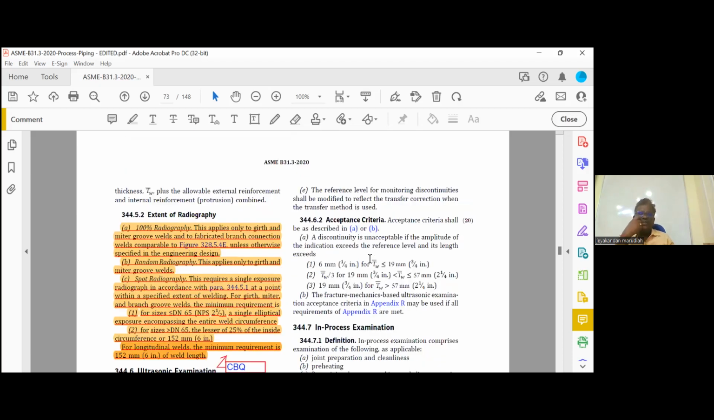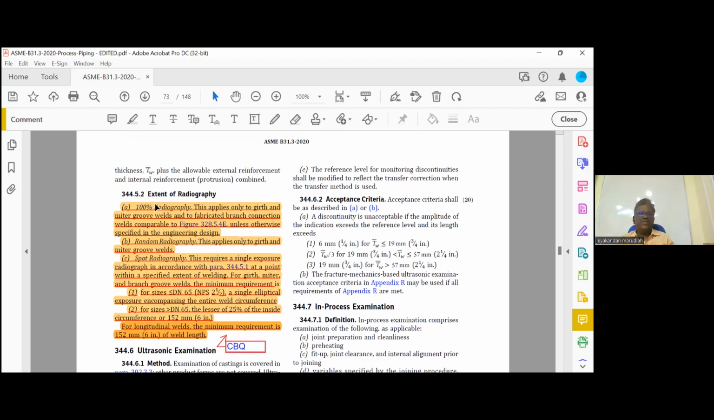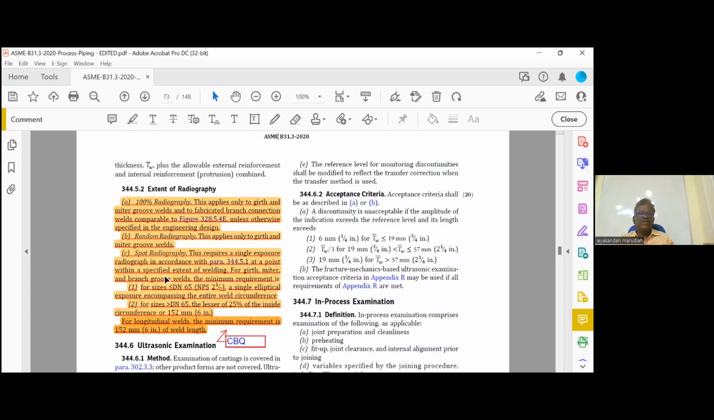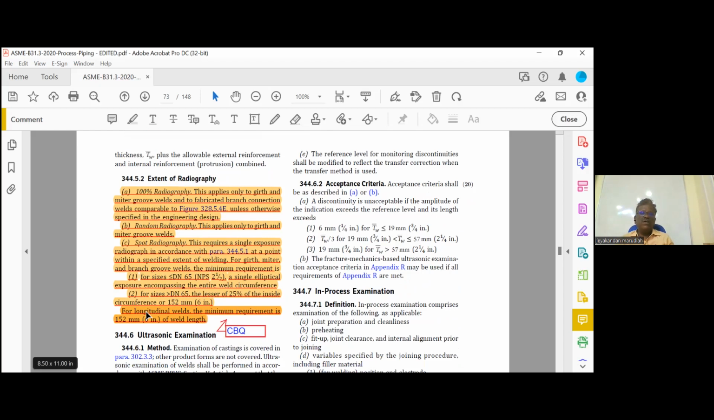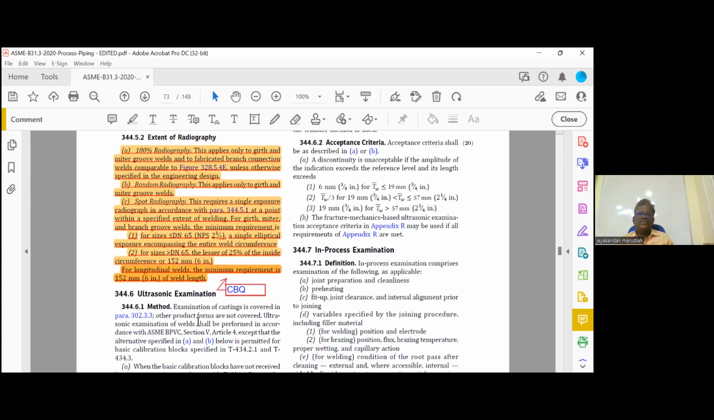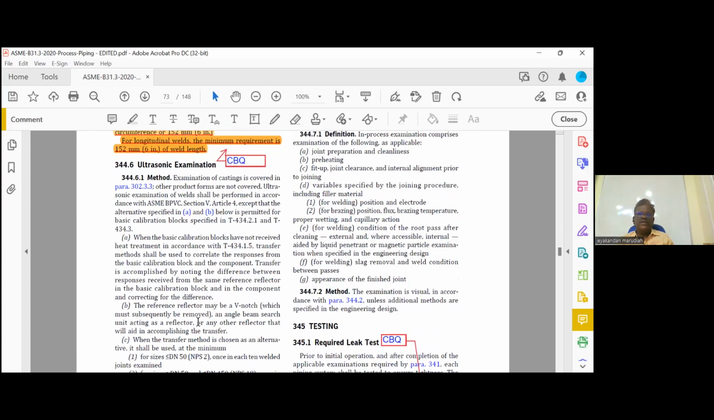Now we'll go to the next page. What are the different types of radiography? 100% radiography, random, spot. Now this is important. For longitudinal weld, the minimum requirement is 6 inch. We have to take radiograph. Minimum spot radiography means 6 inch. That is a closed book question. Ultrasonic, it is not important.